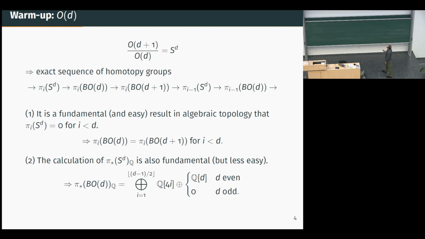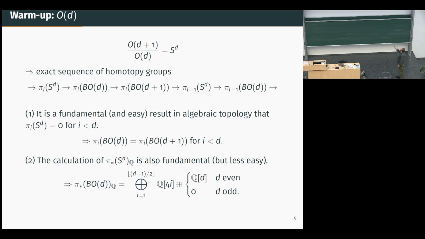So the things of this nature will show up a lot, so I'll spend a bit of time on it now. So when I write pi star of BOD, I'm thinking about the collection of all homotopy groups. So star is like a variable. And I'm thinking about it as like a graded vector space, so a list of vector spaces. And I'm saying it's the following graded vector space.